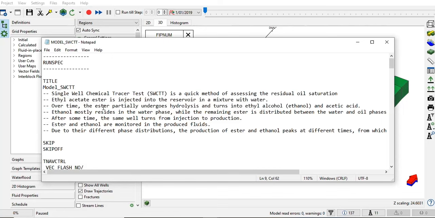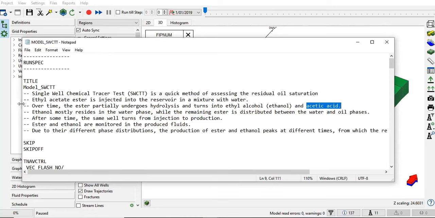Over time, the ester partially undergoes hydrolysis and turns into ethyl alcohol or ethanol and acetic acid. That's why we have a component called alco, which is for alcohol, and acid, which is for acetic acid. And then ethanol mostly resides in the water phase, while the remaining ester is distributed between water and oil phase.